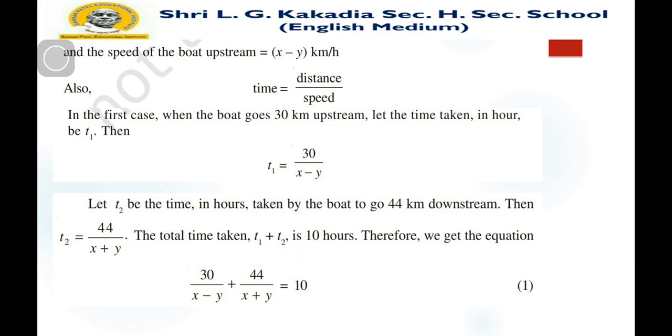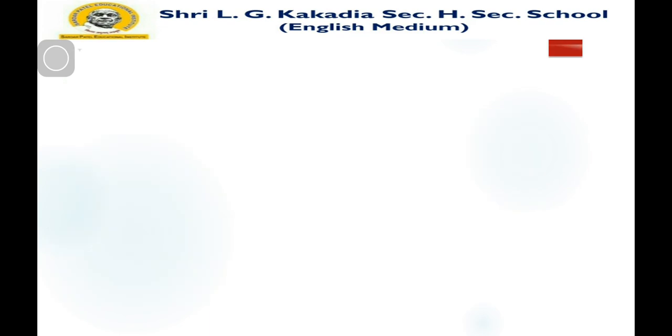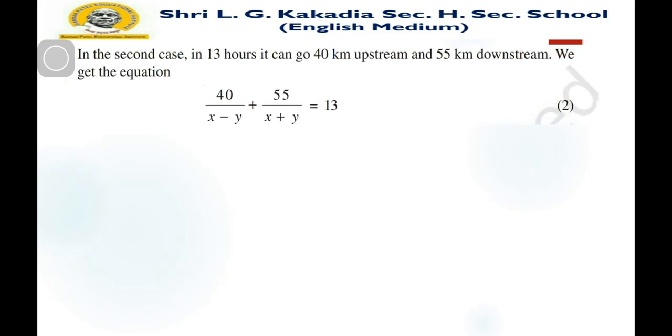Now about case 2. In the second case, in 13 hours it goes 40 kilometers upstream. For upstream we have taken time t1, and 55 kilometers downstream we have taken time t2. We get the equation t1 plus t2 is equal to 13 hours. So we have 40 upon x minus y plus 55 upon x plus y, which is equal to 13. It is equation number 2.